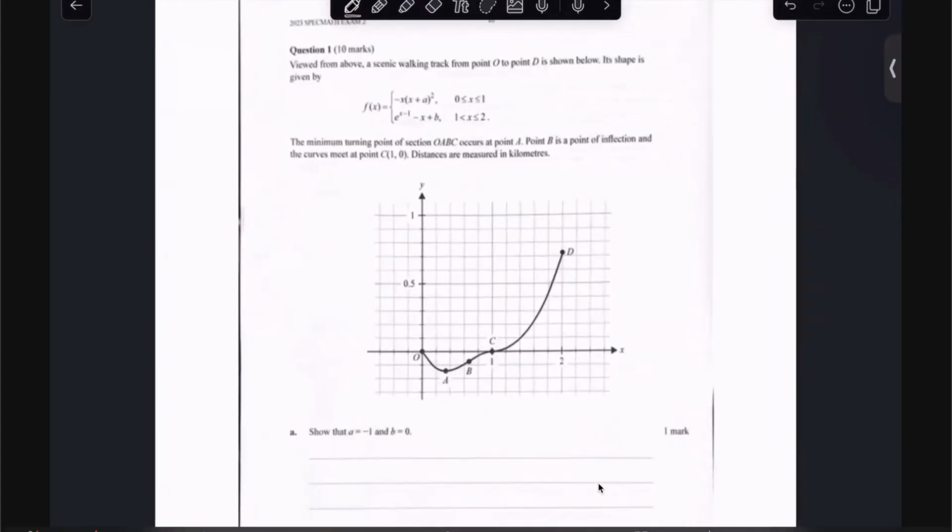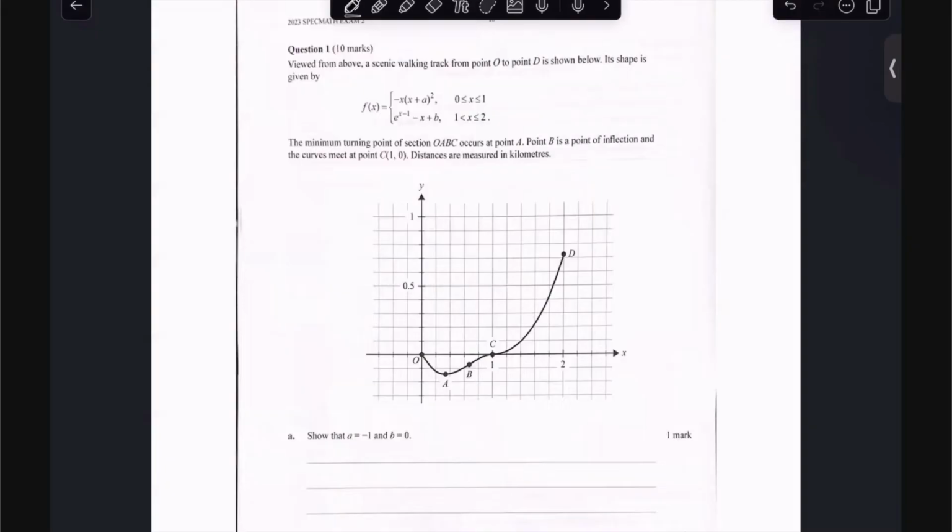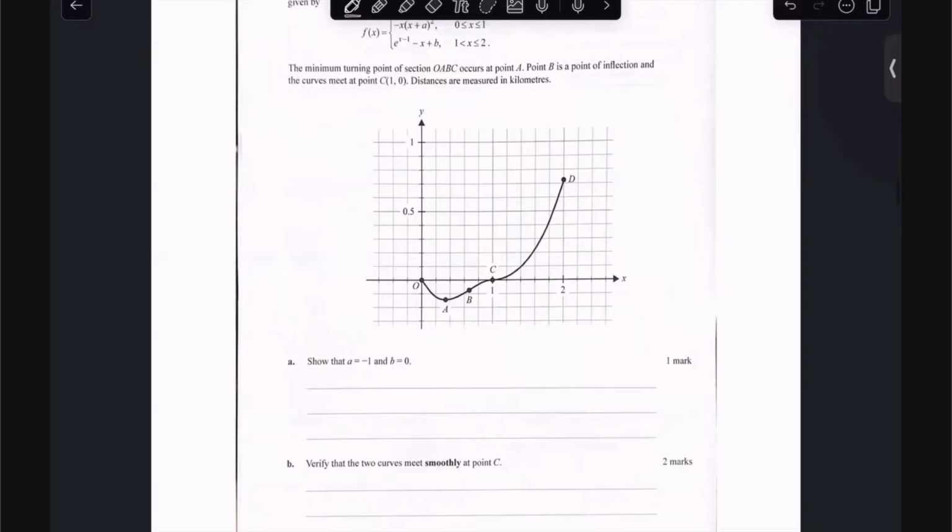Viewed from above, a scenic walking track from point O to point D is shown below. Its shape is given by that. The minimum turning point of the section OABC occurs at point A. Point B is a point of inflection. The curve meets at point C, 1, 0. Distances are measured in kilometers. Show that a is -1 and b is equal to 0.